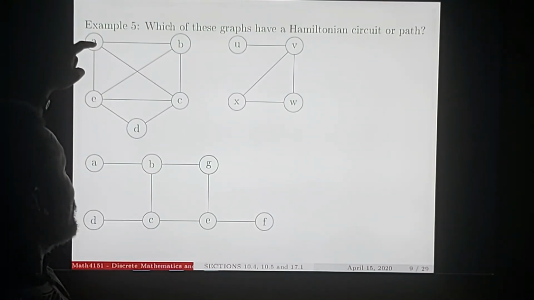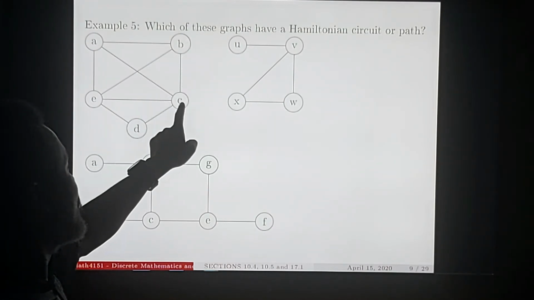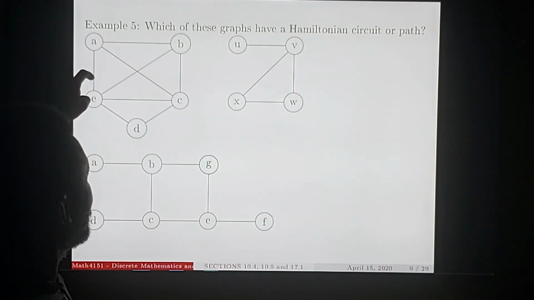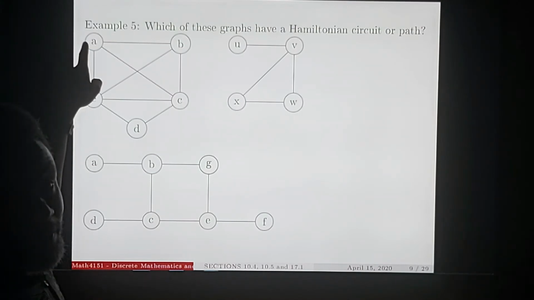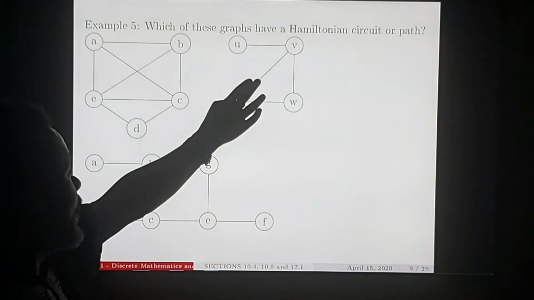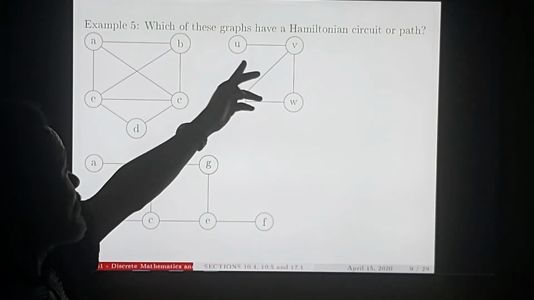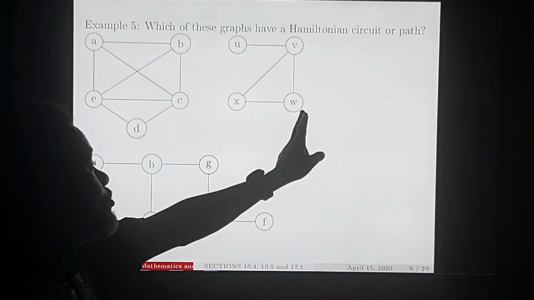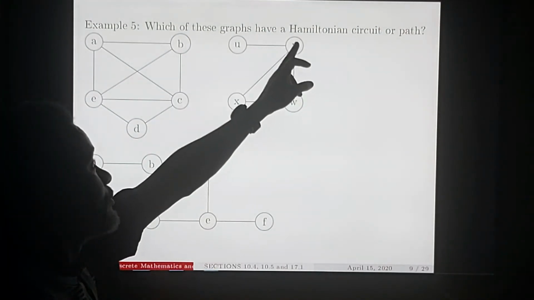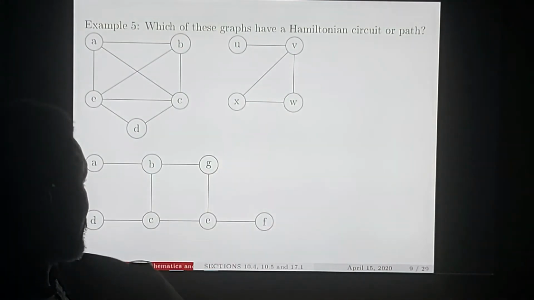If you start from A, you can go to B, you can go to C, you can go to D, you can go to E, you can go back to A. So what is that? It's a Hamiltonian circuit. Here, you have a Hamiltonian path. You go from U to V to W to X, for example. You've covered all the vertices, or you can go this way. You've covered all the vertices, it's a Hamiltonian path.